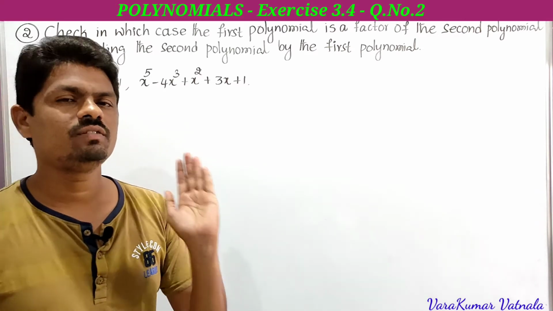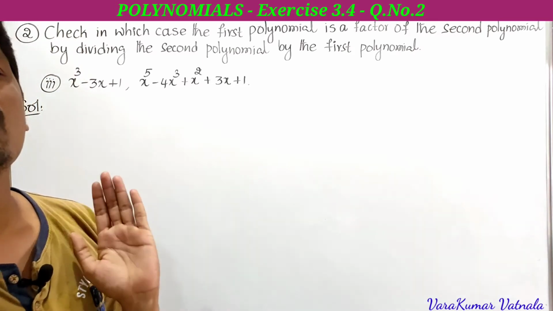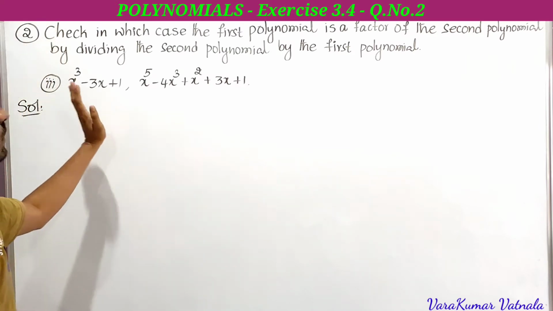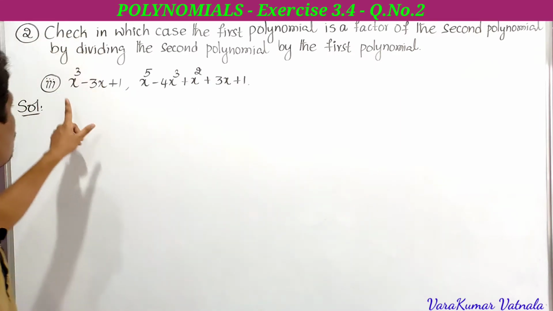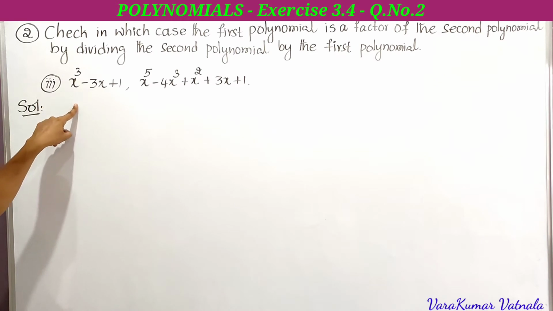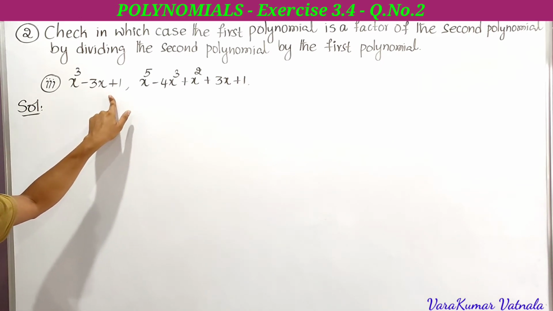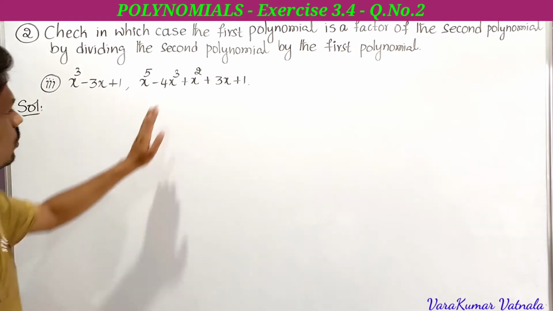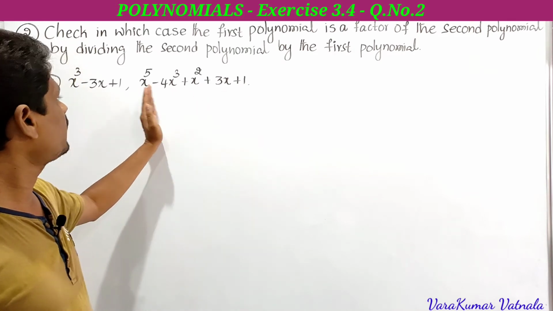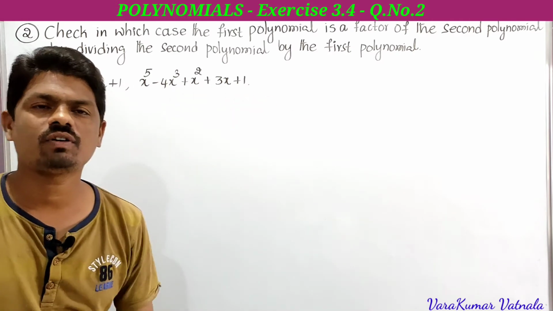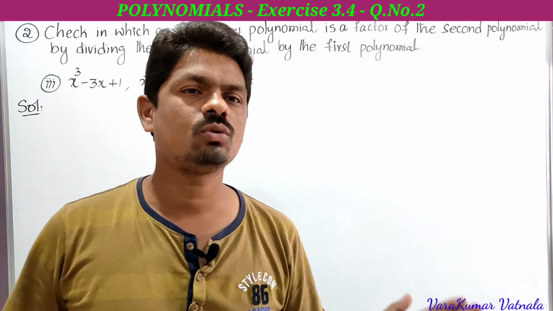So before doing the division of the polynomials, we have to check whether the given two polynomials are in their standard form or not. The powers of the variable should be in the decreasing order. If they are in the decreasing order, we can say they are in the standard form. So here the power of x is 3, 1, 0. Yes, the powers are in decreasing order, so it is in its standard form. So here x to the power 5, 3, 2, 1, 0. It is also in its standard form. So the given two polynomials are in their standard form. So now we can proceed to do the division.